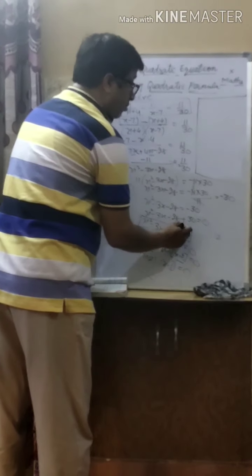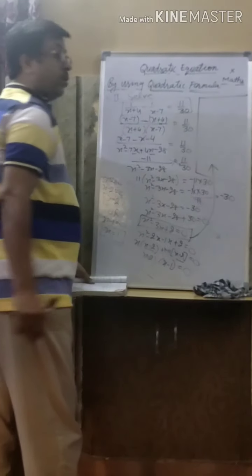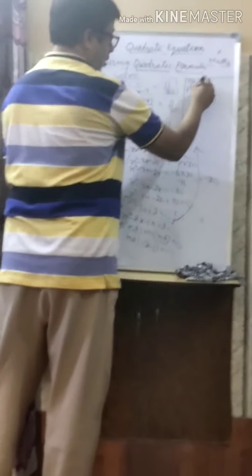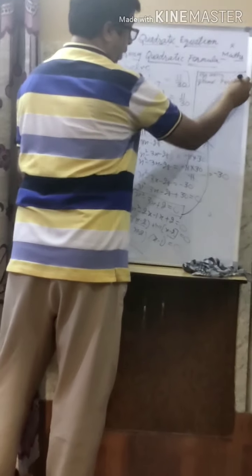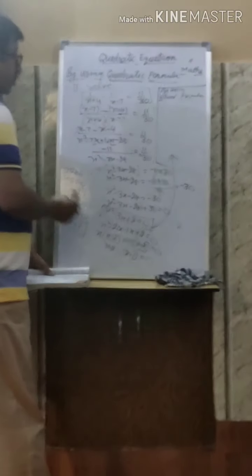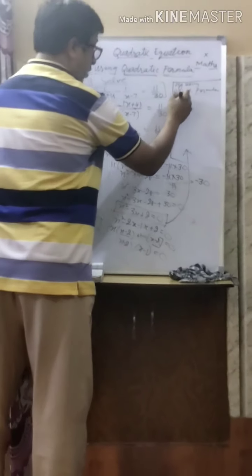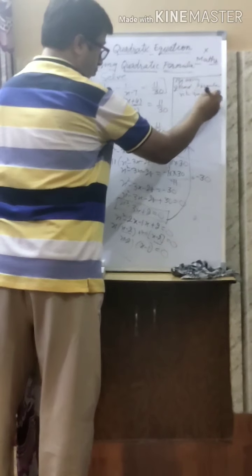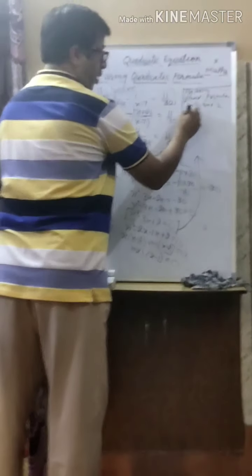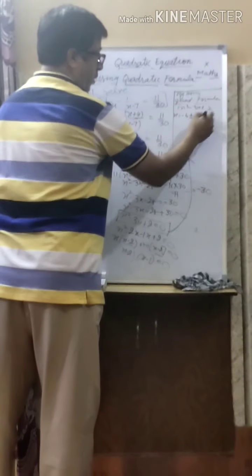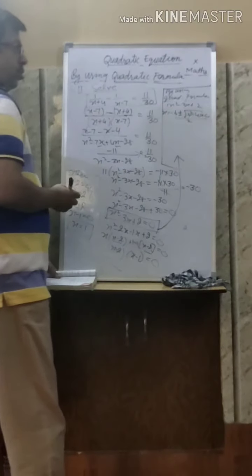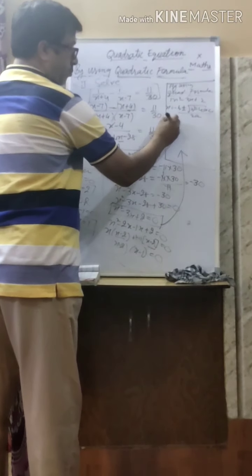You see here, if you say I am solving this by using the quadratic formula, I am telling you, just simple. You compare. This is the equation x square minus 3x plus 2. So what is the formula? X is equal to minus b plus minus root of b square minus 4ac by 2a. So what is b here?